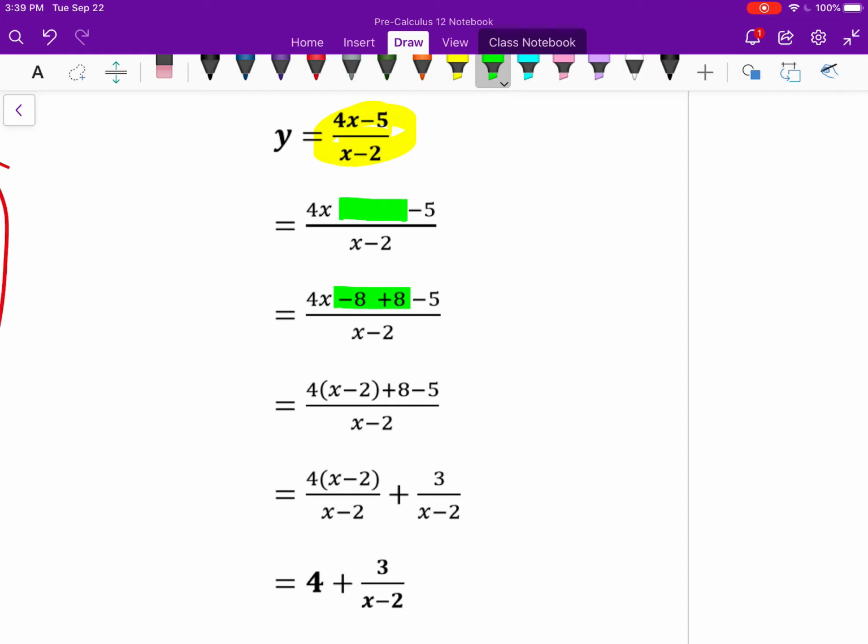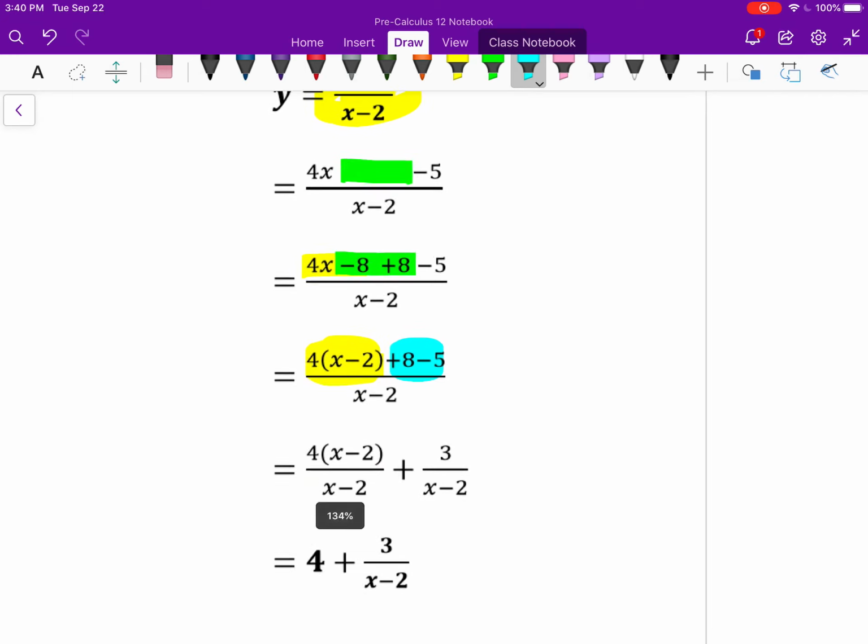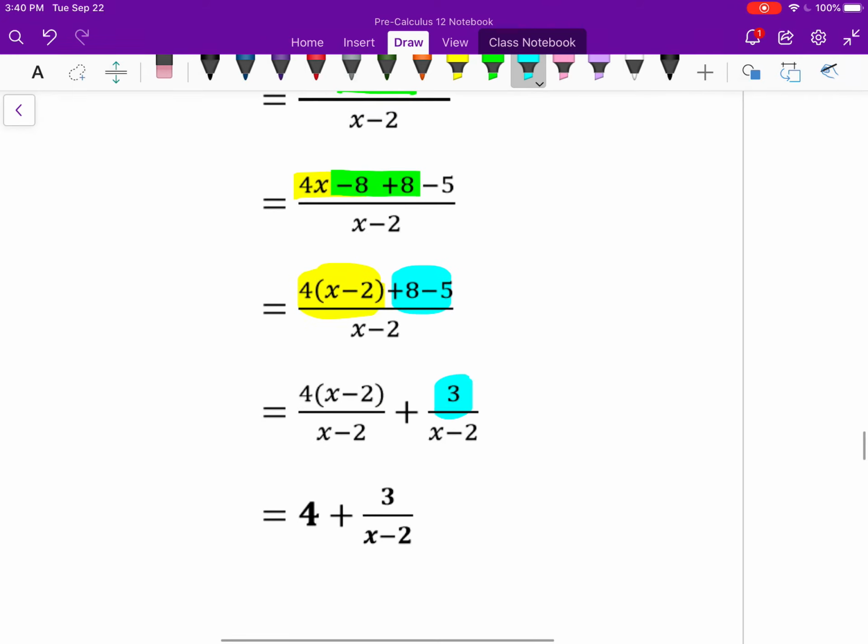But if I do that, I can now factor a 4 out of these two terms and get x minus 2. Why is that useful? Because I eventually want to cancel out that x minus 2. So once I subtract 8 and add 8, I can create that factor of x minus 2 in my numerator. Plus I have plus 8 minus 5, some constant of positive 3 over there that I don't really care about. Now I can break it up into two separate fractions, each with the same denominator.